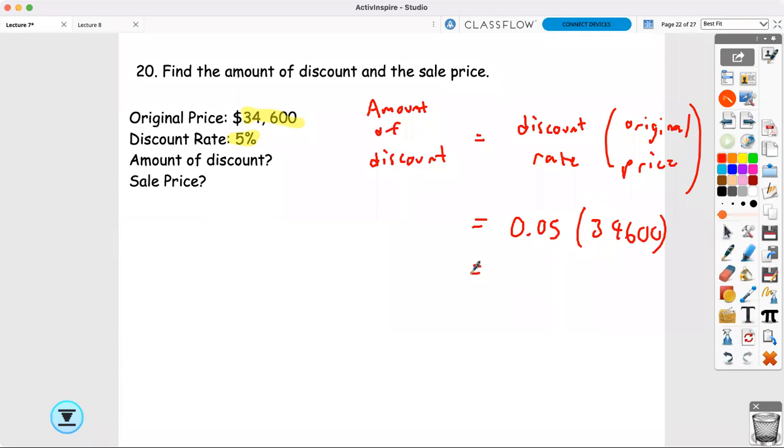One second. 0.05 times 34,600. I obtained 1,730. And that was the first answer. That's the amount of discount.